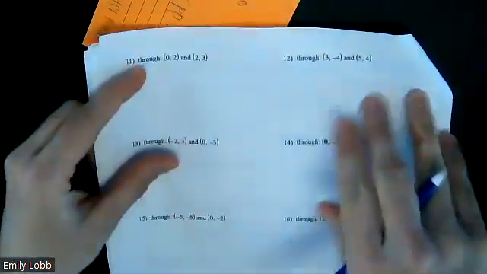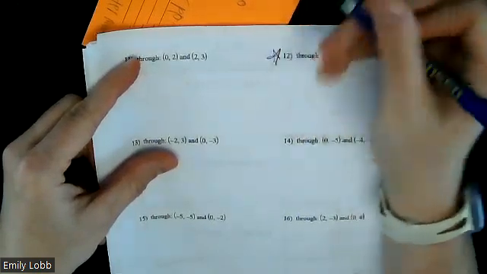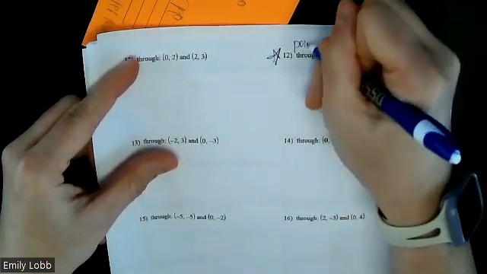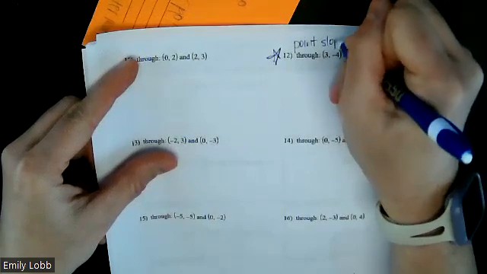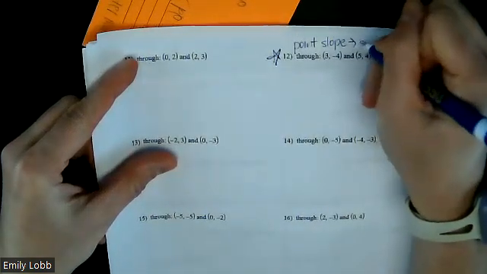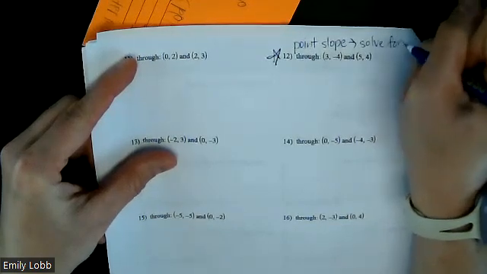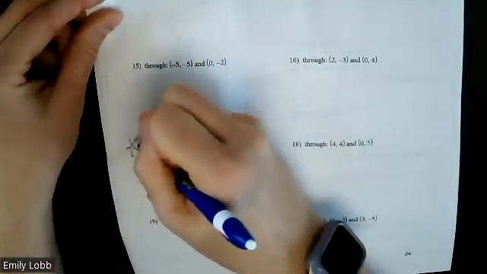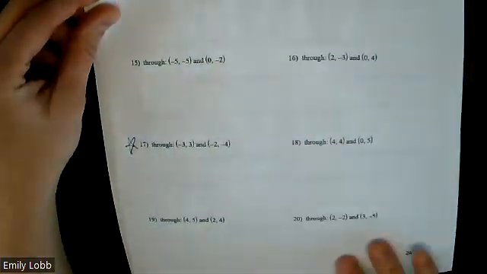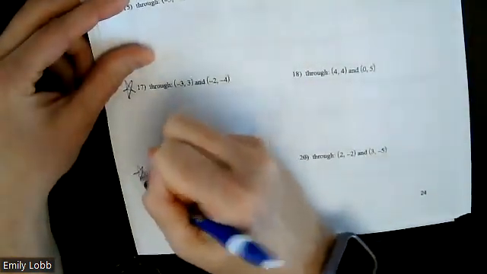It'd probably be easier if we marked the ones where you have to solve for y. So on the back here, you're going to have to solve for y. So start in point slope, and then solve for y. Here and anywhere else here. And the last two.